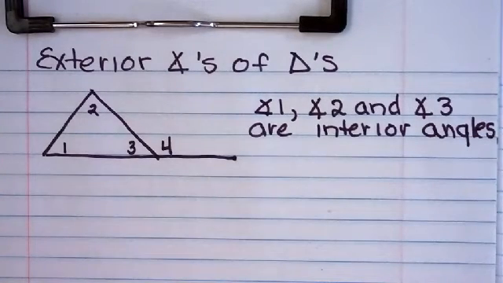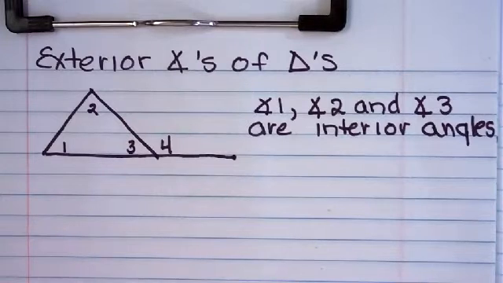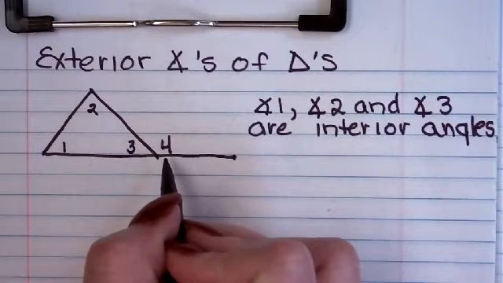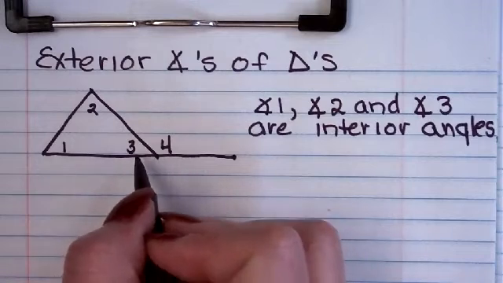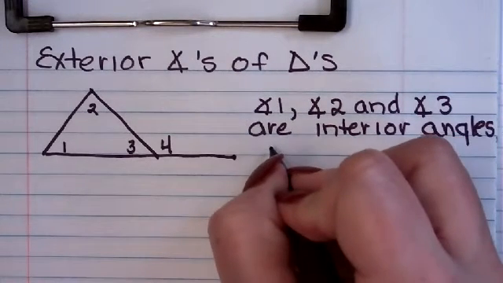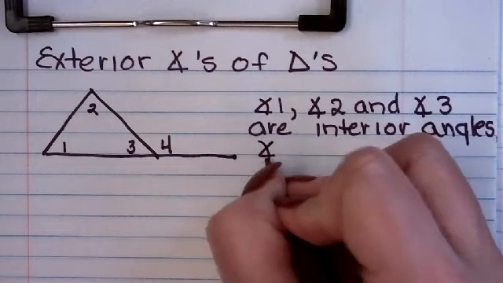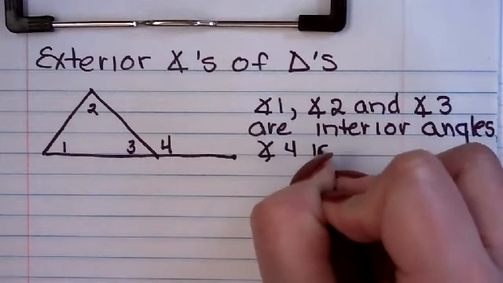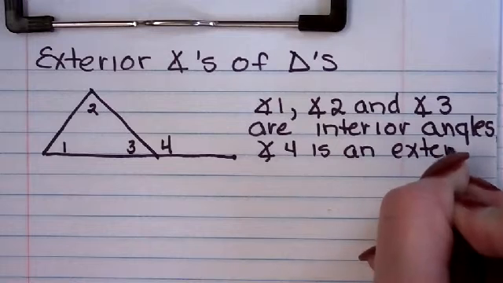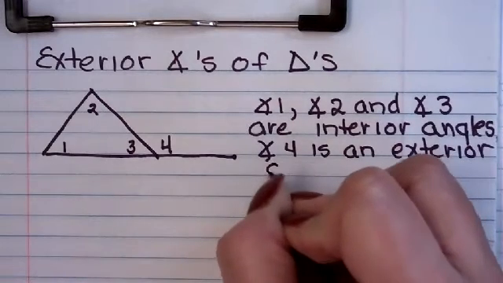Okay? Now, our next vocabulary word is the opposite of interior angle, which means exterior angles. Angle 4, if you look right here, is not inside the triangle. So that angle is considered to be exterior. So let's write that down. Angle 4 is an exterior angle.